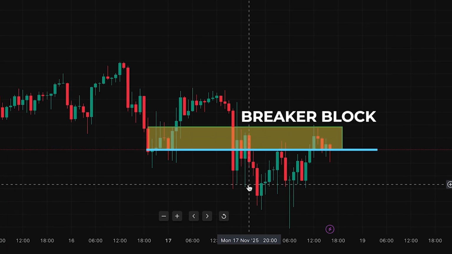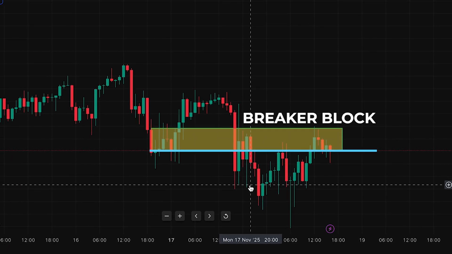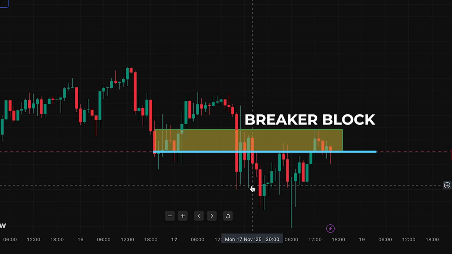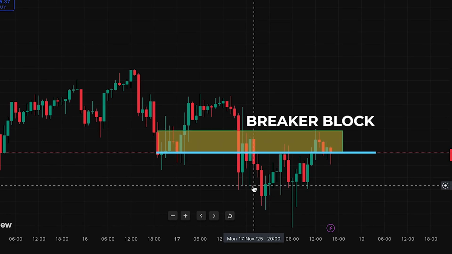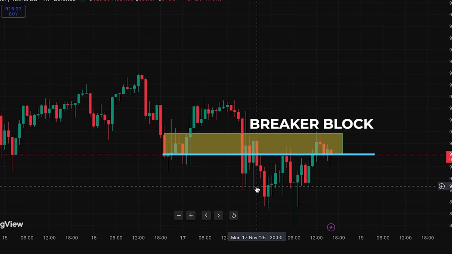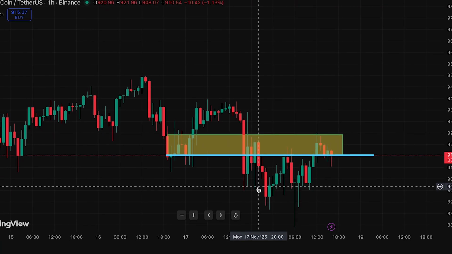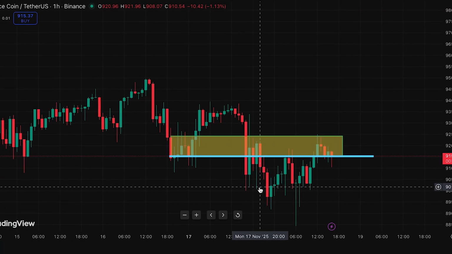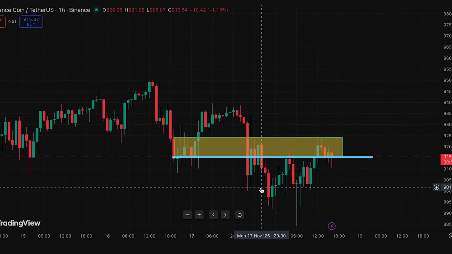Order blocks are not just zones on a chart. They are the footprints of real actions taken by major players. If you learn to read them, you stop guessing and start understanding why the market moves the way it does. Over time, you'll start seeing these patterns effortlessly, and the market will become as predictable as a book written by big capital.